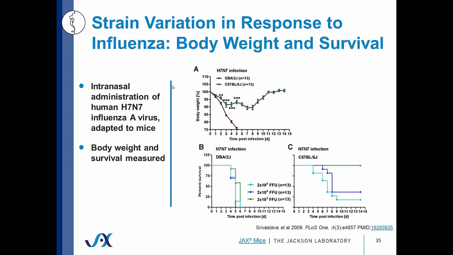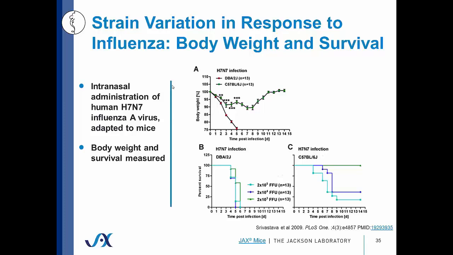In the same study, the authors looked at differences in susceptibility to H7N7 infection between DBA2Js and C57 black 6J mice. And again, DBA2J mice lost weight and were unable to recover from infection. And we can see that 5 days post-infection, all of the DBA2J mice died due to infection, whereas you can see, as indicated by the green dots, that C57 black 6J mice were able to recover lost body weight and recover from infection.